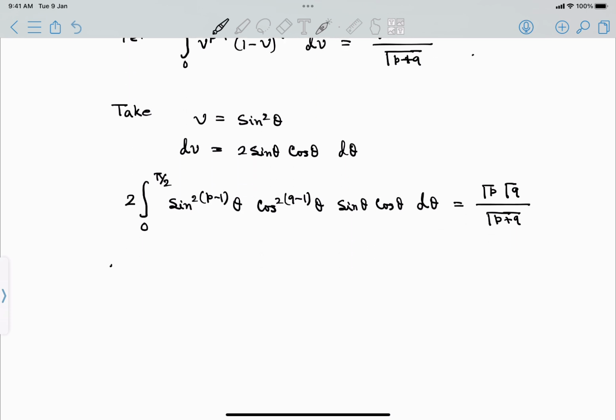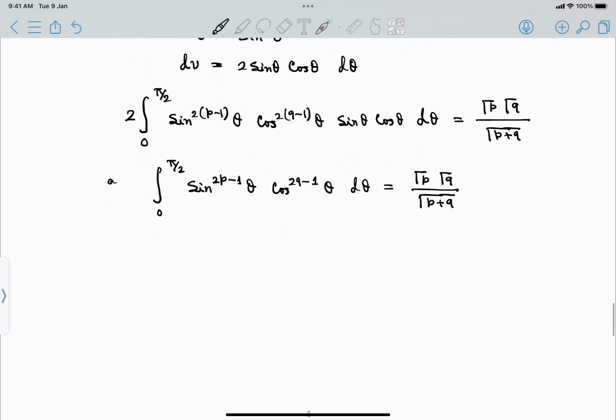Or if you simplify, what you will get? So 0 to pi by 2 sine to the power 2p minus 1 theta cos to the power 2q minus 1 theta d theta equals gamma p gamma q by gamma p plus q, or 2 is here.